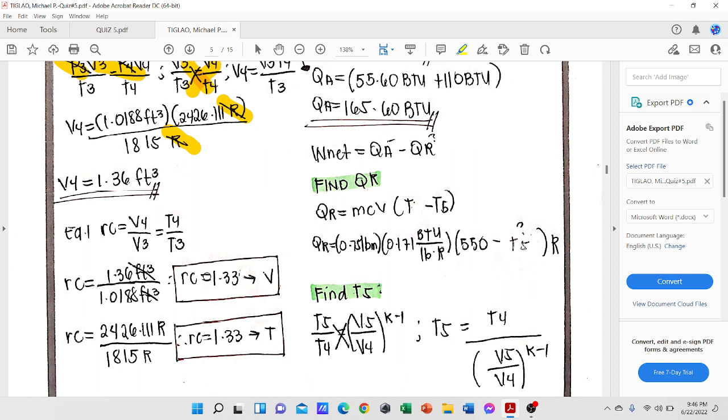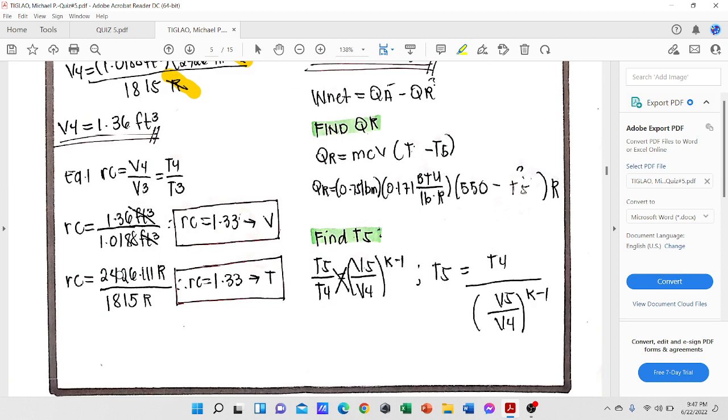So, para ma-double check natin na tama, kukunin natin rin sa temperature na T4 all over T3. So, kinuha ko yung temperature 4 natin na 2,426.111 all over sa temperature 3 na 1,815. Same lang yung nakuha kong sagot na RC is equals to 1.33. So, tama yung sagot natin.